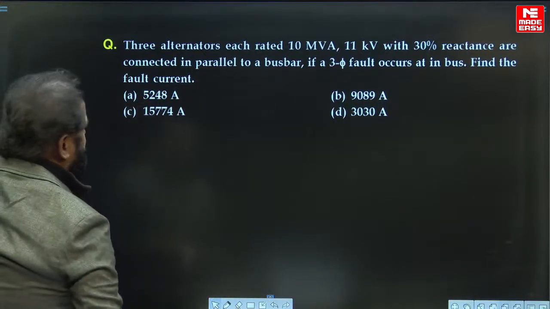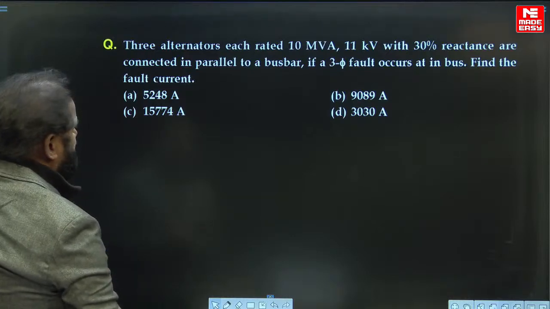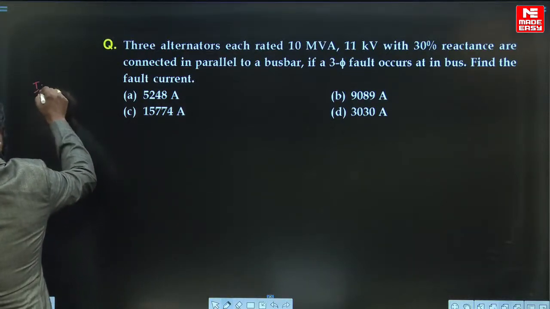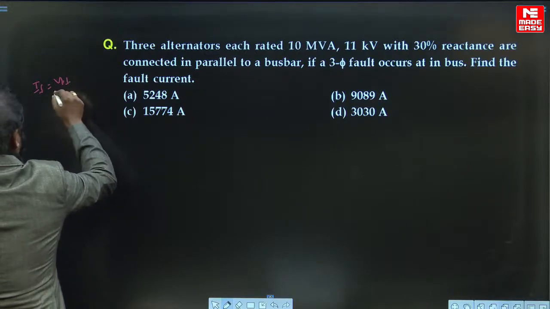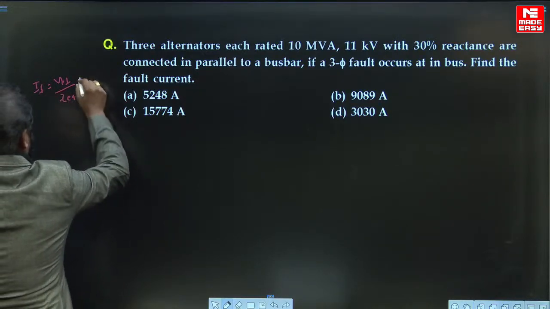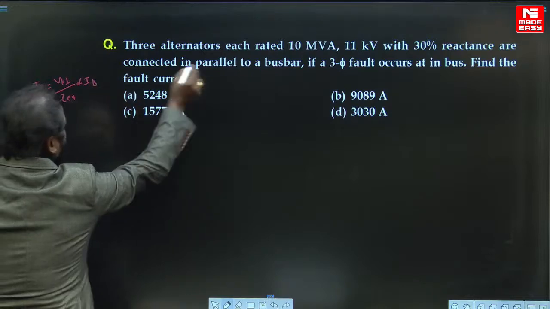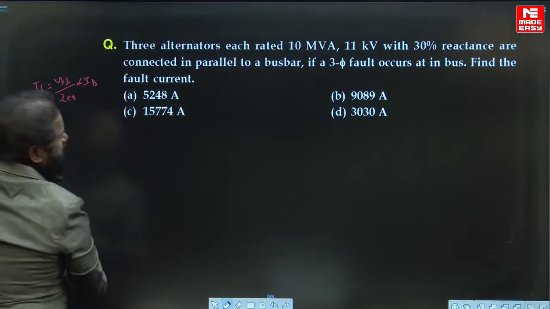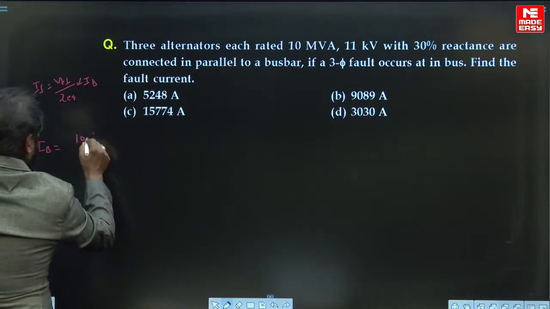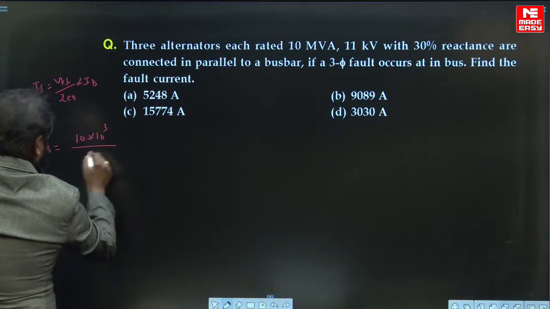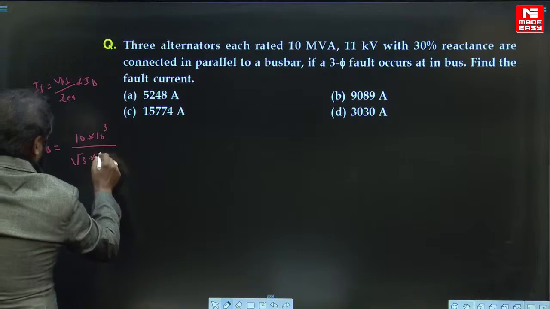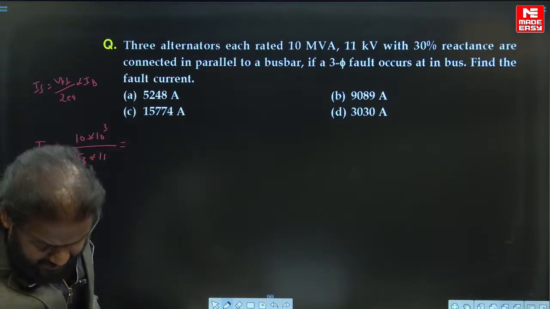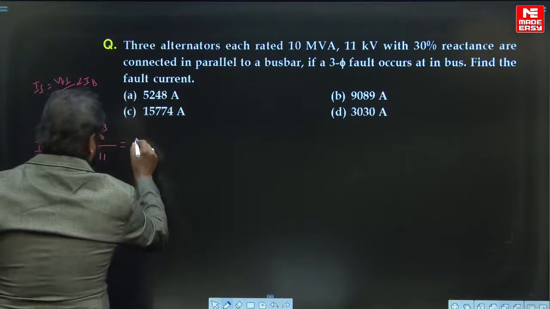Three alternators and reactors are connected in parallel to a bus bar. A three-phase fault occurs on the bus, find the fault current. We know that fault current IF equals VPF by Z equivalent, or I equivalent into I base. So you have to take the base current here. The base current equals 10 into 10 cube divided by root 3 into 11, so this base current is equal to 5248 amperes.